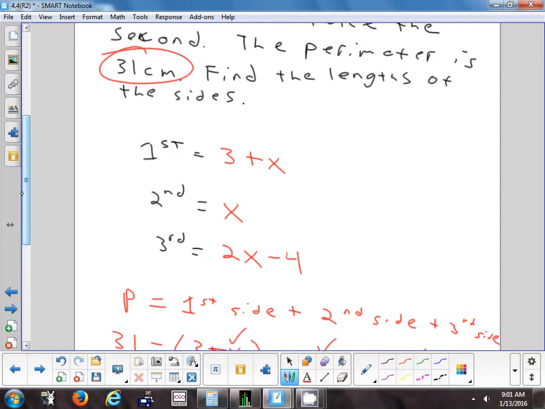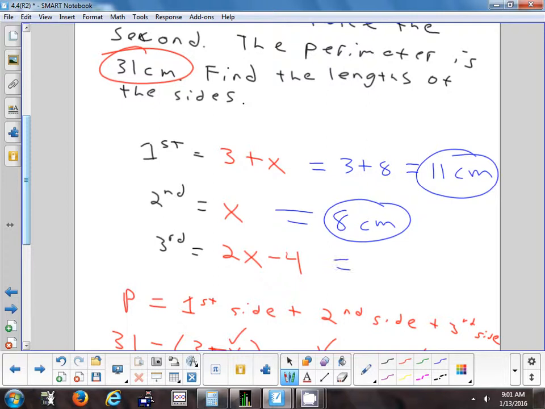So Ariana, now that I know x is 8 centimeters, what side do I know? Yeah, I know the second side is 8 centimeters. Now, Victor, since x is 8, how do I get the first side? Yeah, we got x is 8, so it's going to be 8 plus 3, right? Fill in 8 for x. So how long is the first side? 11 centimeters.